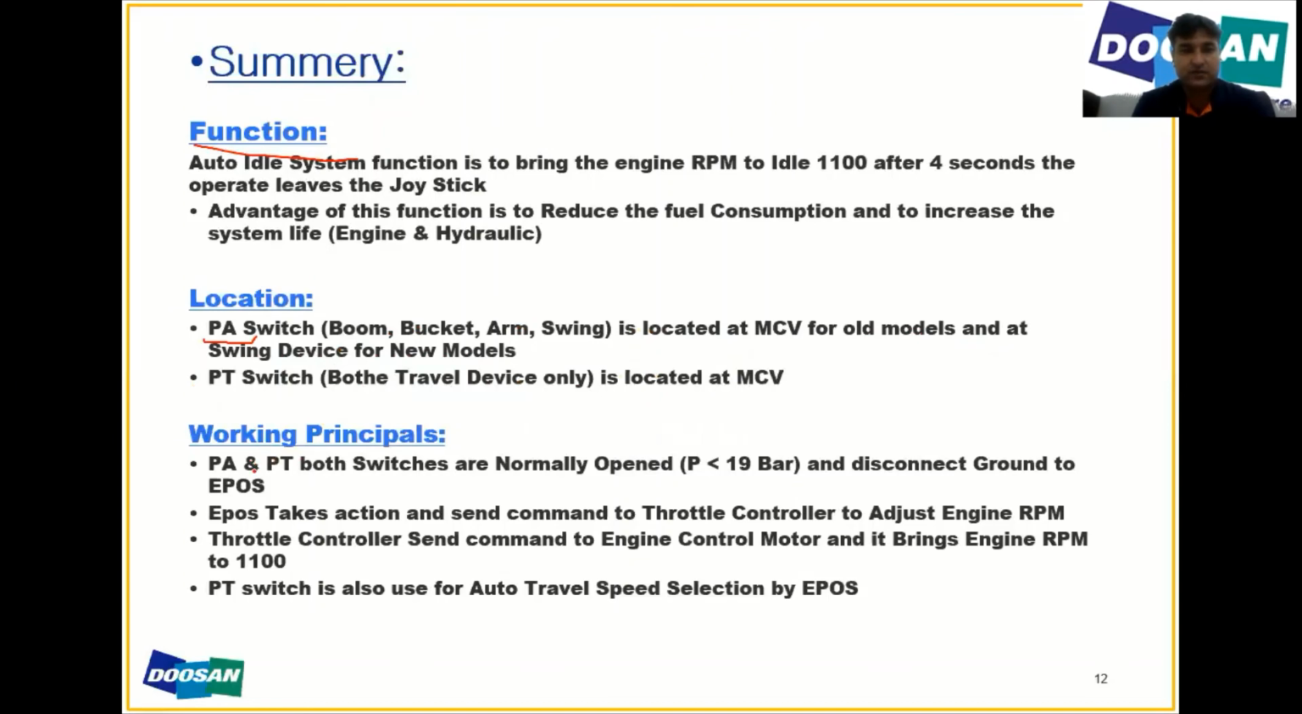Working principle: the PA and PT switches are both normally open, meaning at pressure less than 19 bar, and at this pressure they disconnect the ground to the EPOS. Then the EPOS will take action and send a command to the throttle controller to adjust the engine RPM. The throttle controller, on getting the signal from the EPOS, will give a command to the engine control motor, and the engine control motor will bring the RPM back to 1100, which is called idle RPM.